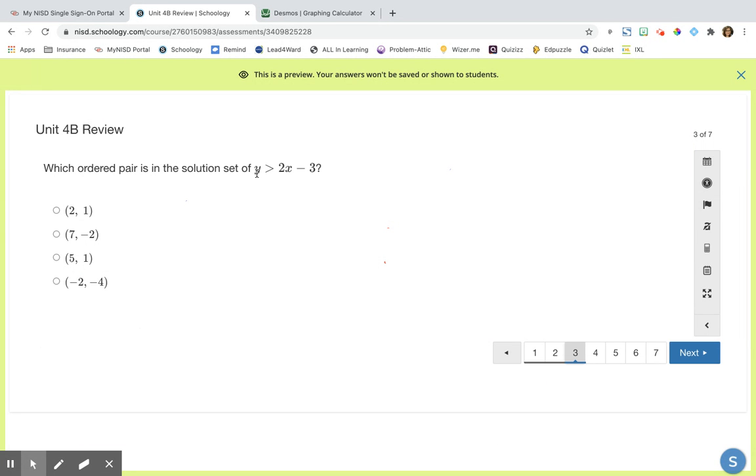Which ordered pair is in the solution set of y is greater than 2x minus 3? So what we can do is, these are always x comma y, and you can plug them in for x and y here and see if it comes out true or false. But I think an easier way is going to be to graph this inequality. So I'm going to go back to my graphing calculator.